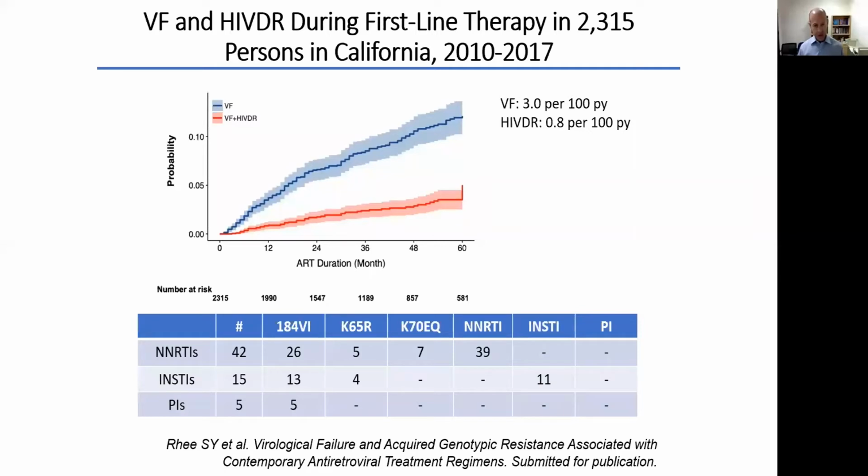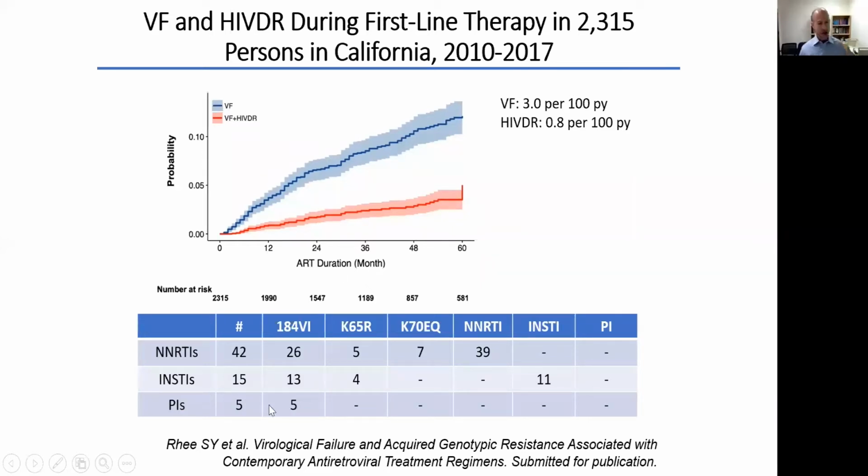The table below the figure shows the types of mutations observed during virological failure. And so among the 62 patients with virological failure and drug resistance, those who were receiving an NNRTI tended to develop both an NNRTI resistance mutation and an NRTI resistance mutation. Those who received an integrase inhibitor, and this was primarily elvitegravir and raltegravir, the mutations observed were integrase inhibitor resistance mutations and NRTI resistance mutations.